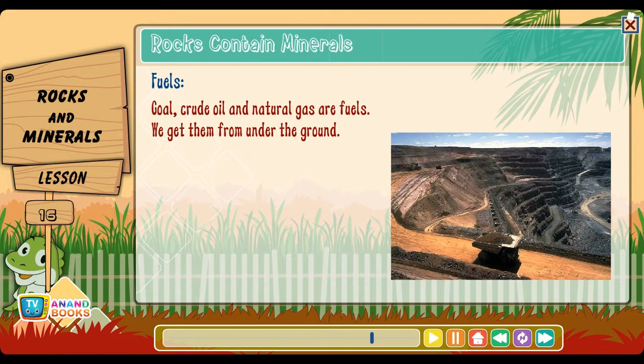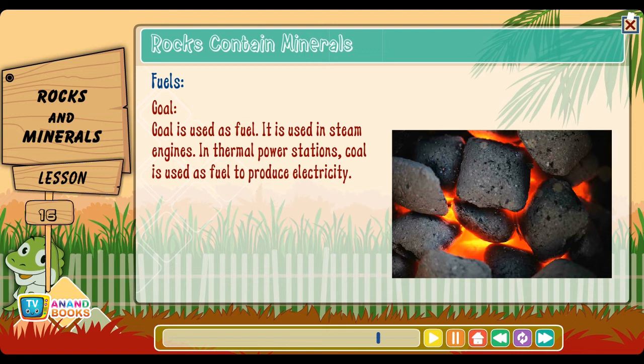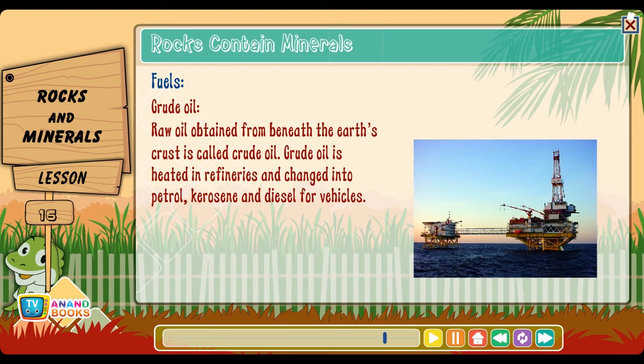Fuels. Coal, crude oil and natural gas are fuels. We get them from under the ground. Coal. Coal is used as fuel. It is used in steam engines. In thermal power stations, coal is used as fuel to produce electricity. Crude oil. Raw oil obtained from beneath the earth's crust is called crude oil. Crude oil is heated in refineries and changed into petrol, kerosene and diesel for vehicles.